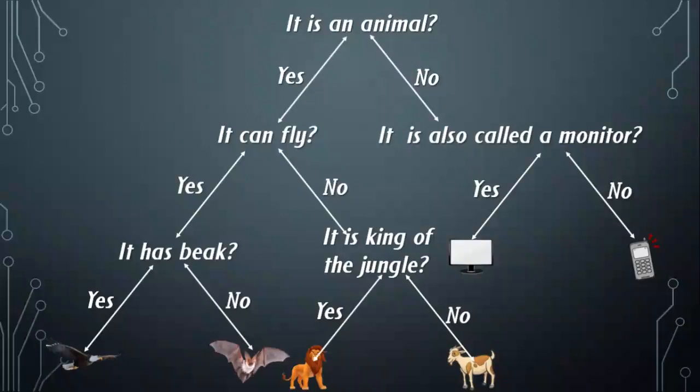We further divided the ones who are not animal into 2, as to say which of them is a monitor. What we have here is now called a tree diagram or a branching database.